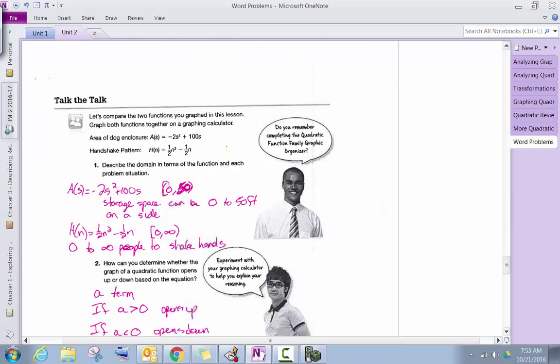So we're just looking at the domain. So for our dog place, it's at 0. We could have none, up to 50. And I guess we can have 50 as well. Now our handshakes, we can have 0. We can have 0 people. There's no handshakes. It's kind of boring.